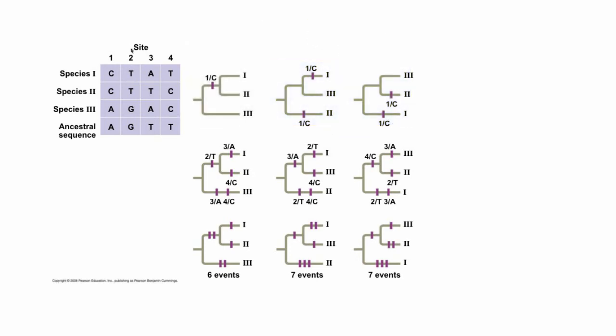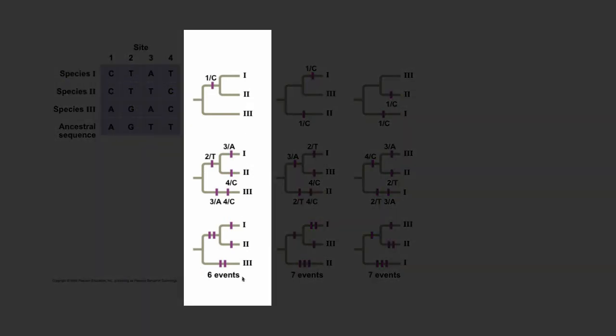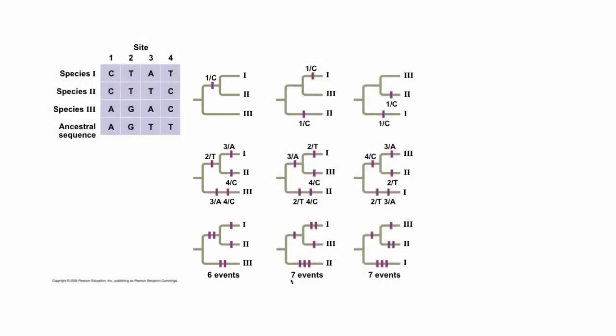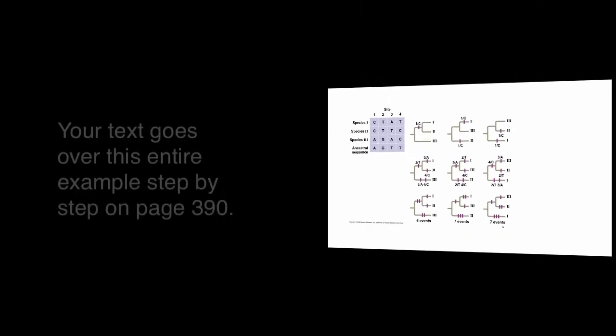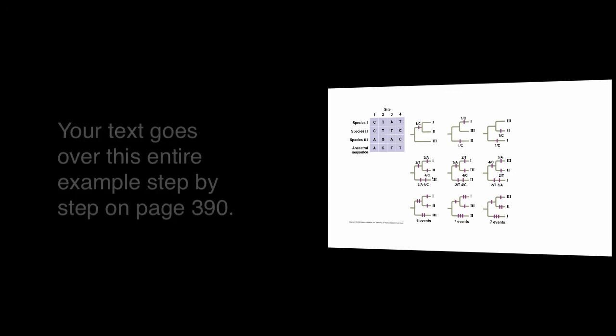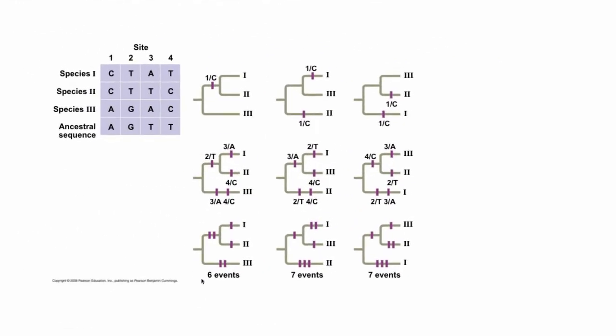And if you do this for all 4 sites, you can see that this hypothesis requires 6 different evolutionary events, and the other 2 hypotheses require 7 different evolutionary events. So the principle of maximum parsimony would say that since this hypothesis requires the fewest number of evolutionary changes, it's probably the most correct.